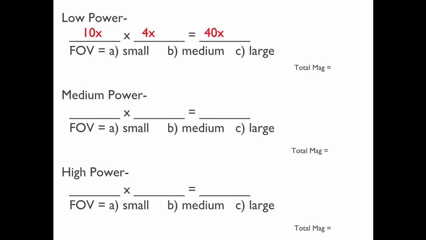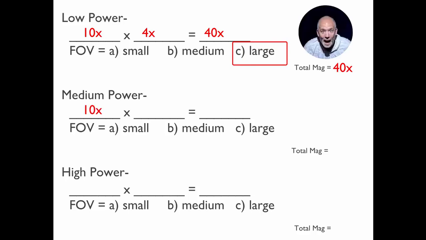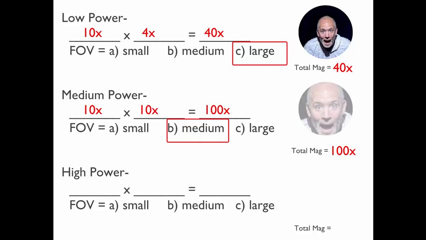All right. So if I'm looking at this strange creature, I know, it's hard to stomach, but I can see all of this strange creature. If I switch, and for some reason I'm a glutton for punishment and I want to see it in even greater detail, I could switch to medium power. What's my eyepiece power? 10x. The objective lens? 10x. The medium is 10x for a total magnification? 100. And then I could zoom in even further on this hideous creature.